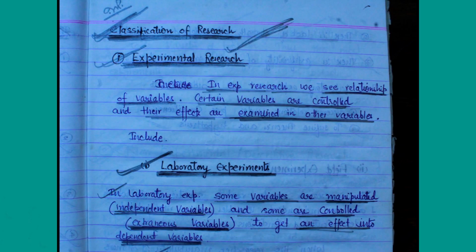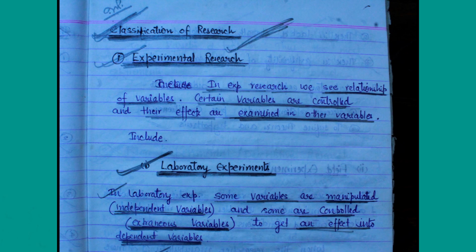Now, coming to the classification of research, which is the most important classification of research, and many questions come from it. You can say now we are entering into the main crux of research methodology, the classification of research, B category. The first classification is experimental research and the second one is non-experimental research. Now one by one we will look.